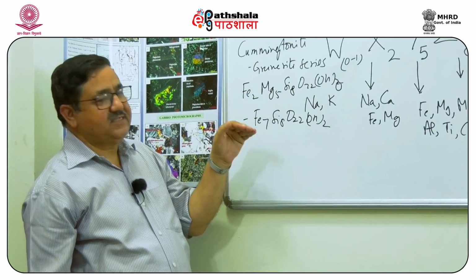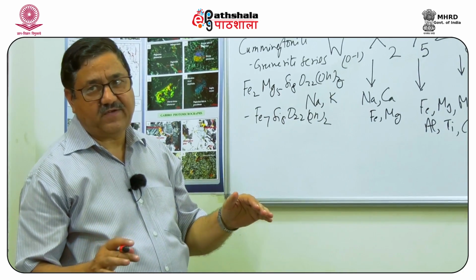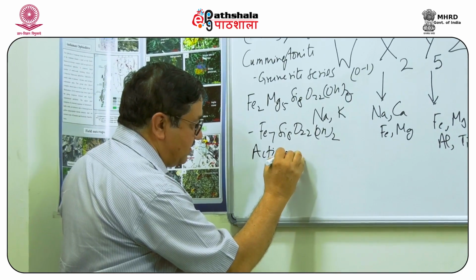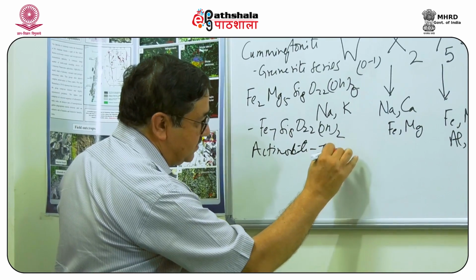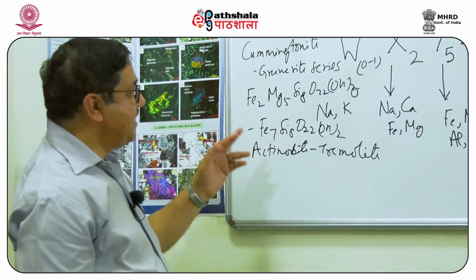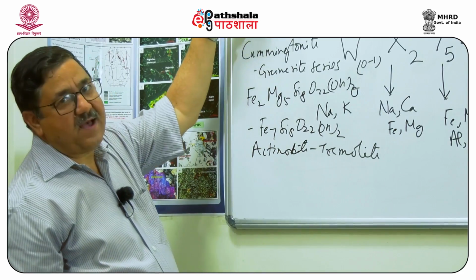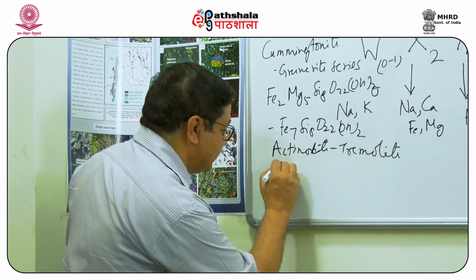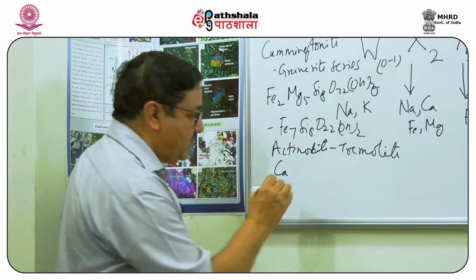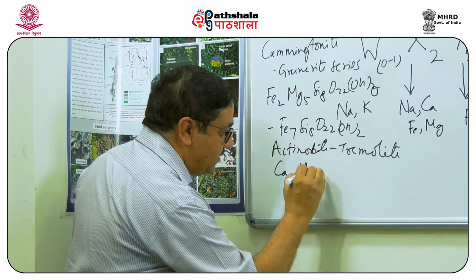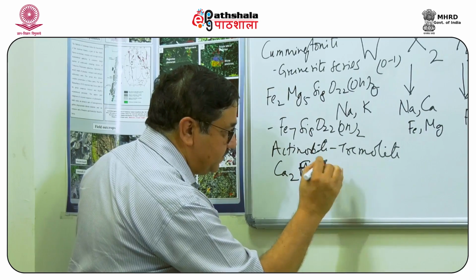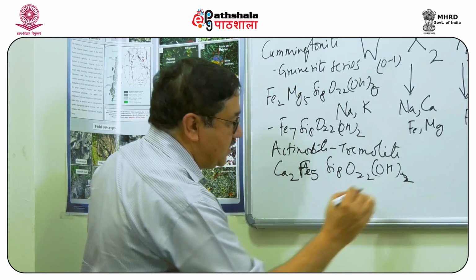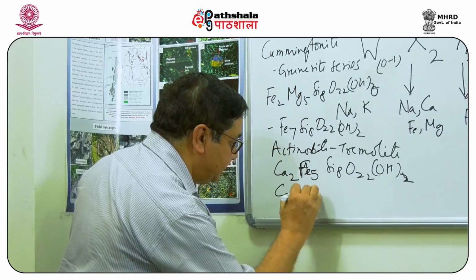Then we come to the next series of amphiboles, which is actinolite-tremolite. Now in this, we were lacking calcium up to this point. In the X cation position, we have calcium here. For actinolite we have iron, and for tremolite we have magnesium.